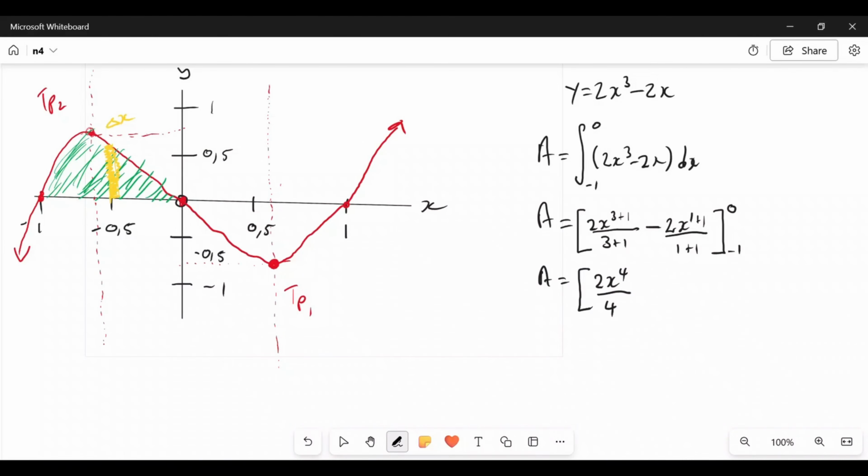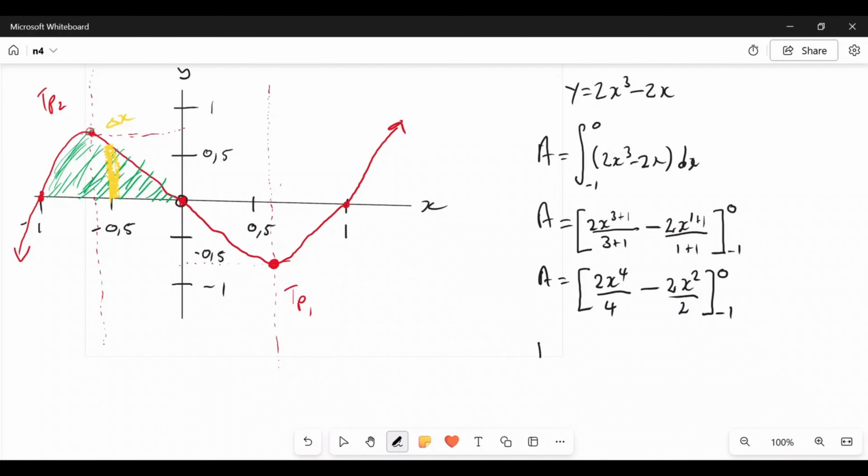Divided by 3 plus 1, which is going to be 4 again. Minus, we have 2, right? We have x to the power of 1 plus 1. That's going to give us 2 divided by 2. Close bracket. And that is, we have upper limit and lower limit. Remember, these are not powers, but limits.